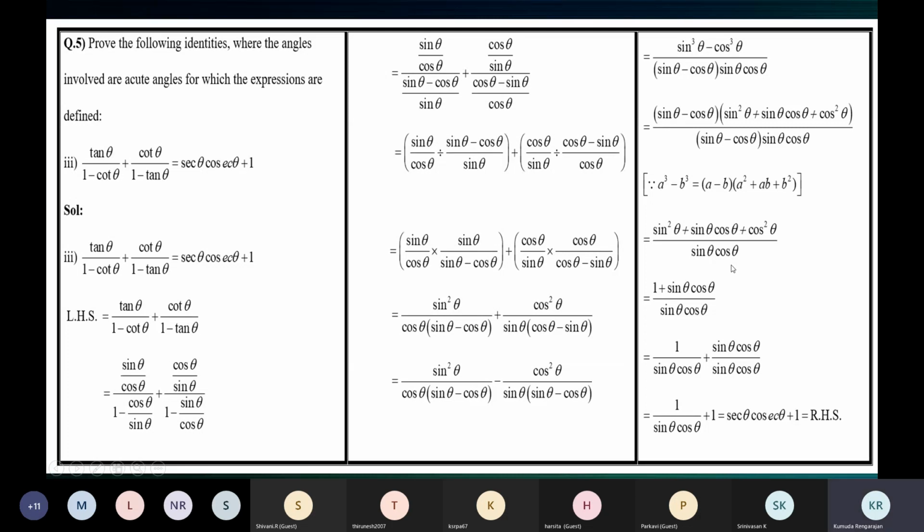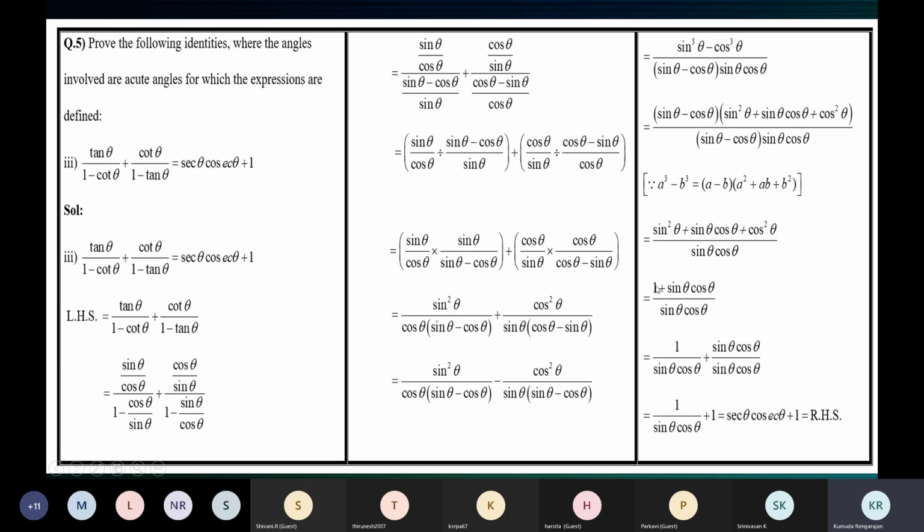So the rest, you know, the RHS has two terms. There are only two terms in the RHS. So we write sine square theta plus cos square theta as 1. 1 plus sine theta cos theta by sine theta cos theta.